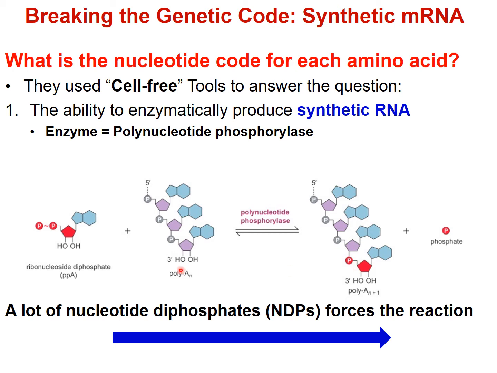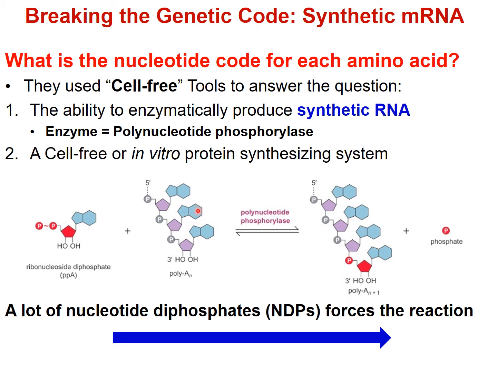Right? So they could synthesize a synthetic RNA. Now, this didn't have all the start signals, and actually the sequence of these RNAs is pretty much random. They didn't have any control over which nucleotides got put in. There was no template to designate which nucleotide is going to go in which position. So they were clever about this, and we're going to talk about what they did to use this. Now, the other thing that they had was what's called a cell-free or in vitro protein synthesizing system. And I'll talk about that on the next slide in some detail.